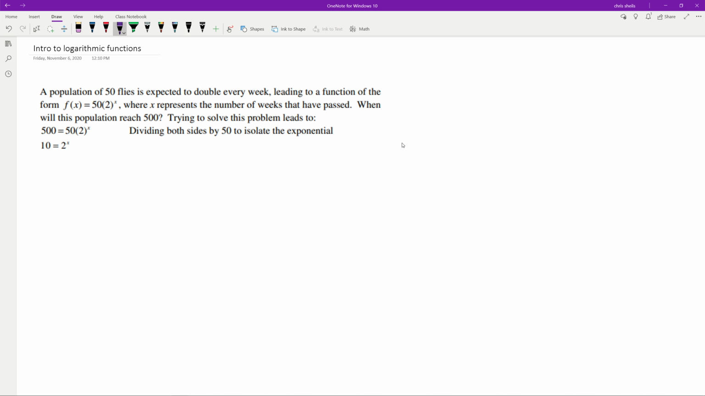A population of 50 flies is expected to double every week, leading to a function of the form f of x equals 50 times 2 to the x, where x represents the number of weeks that have passed. When will this population reach 500?